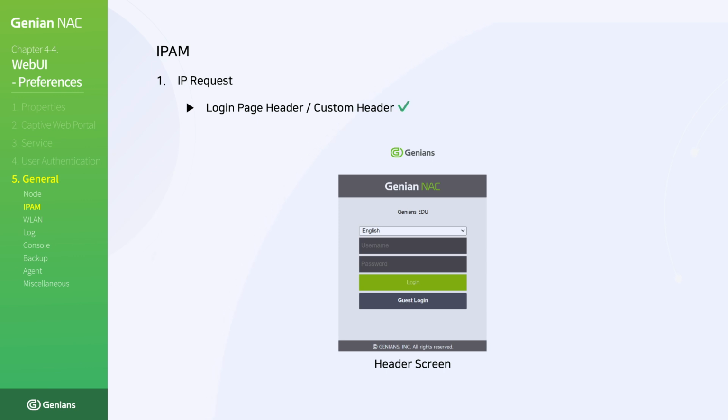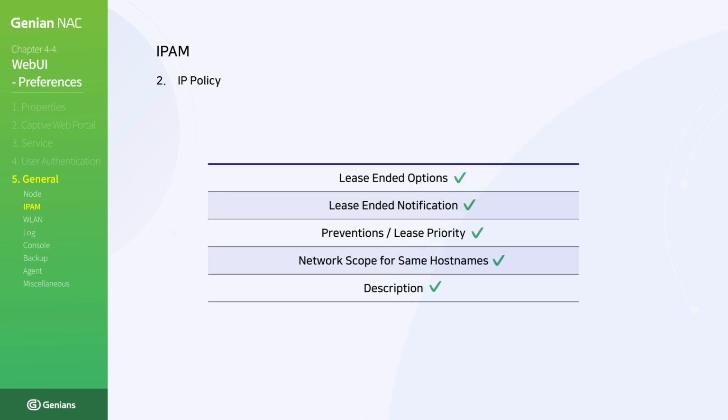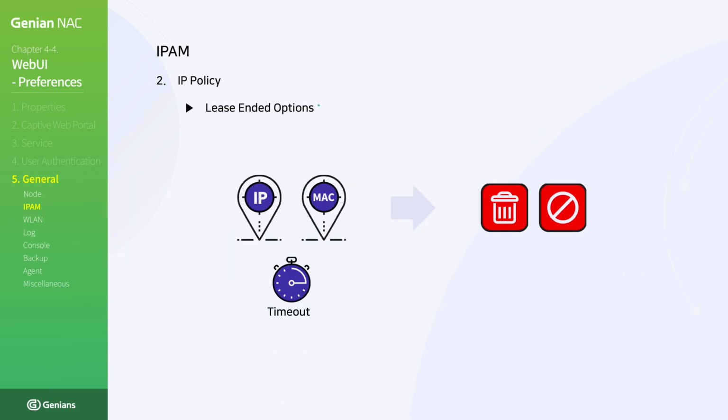The result notification option is configured to send the results of accepted or rejected requests to requesters and users via email and SMS. The Message for Login Page option is configured to display a message at the top of the login screen for the IP request system. The login page header, custom header option is configured to use a custom HTML header value at the top of the login screen for the IP request system.